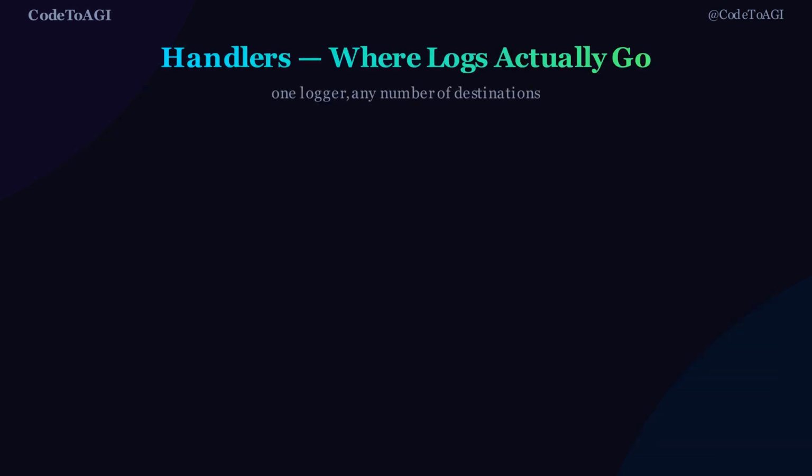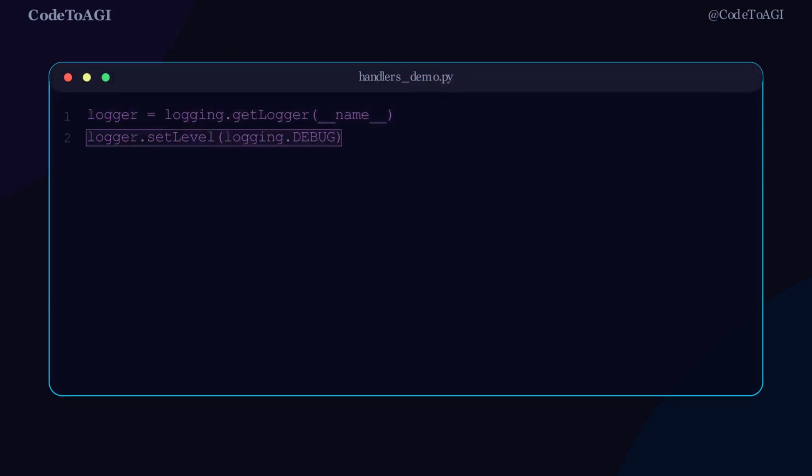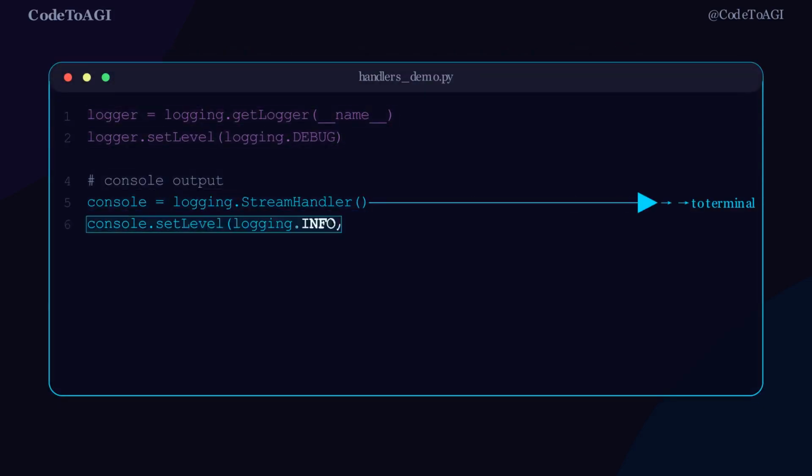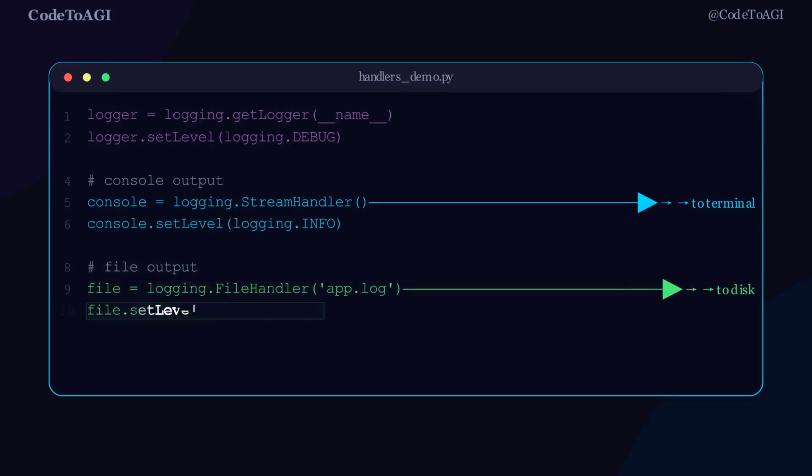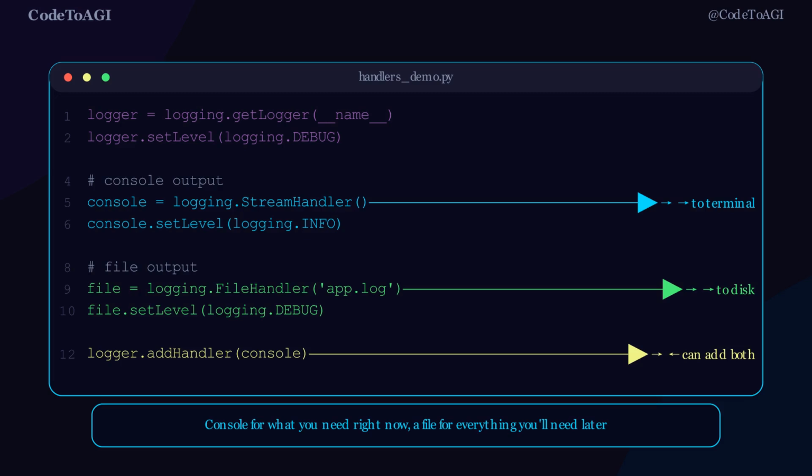A handler decides where each log record actually goes. Stream handler sends log records straight to the console. File handler writes log records to a file on disk. Attach more than one handler to the same logger. Console output for you right now. A file for later. Each handler can have its own level and format.